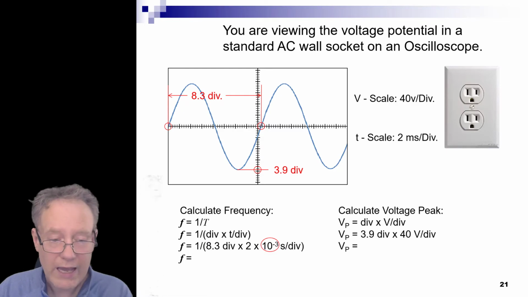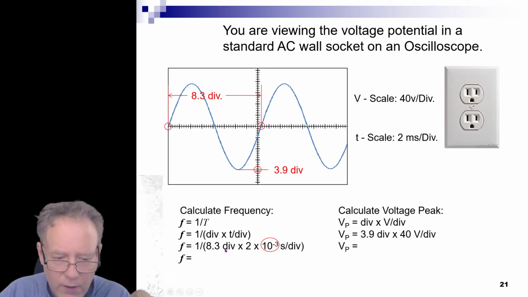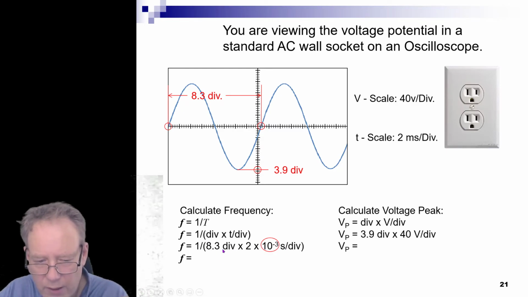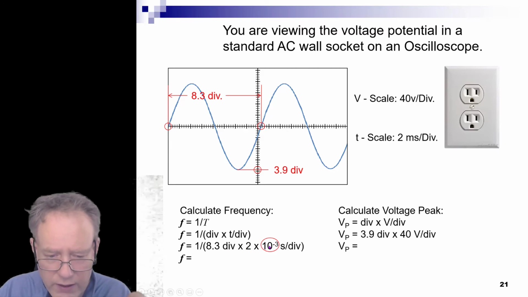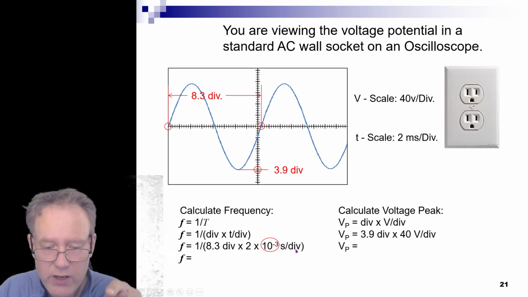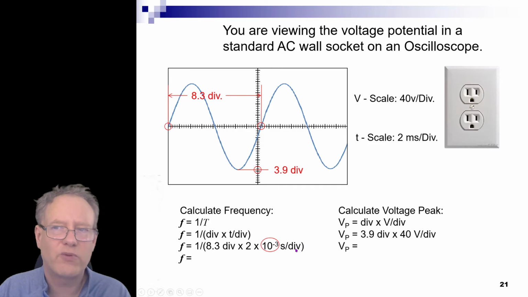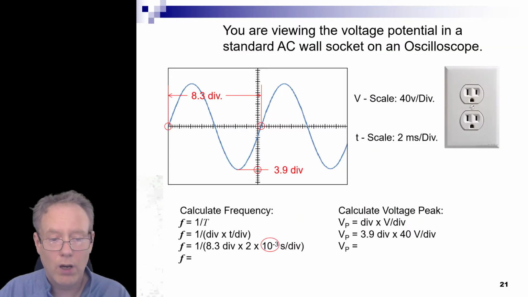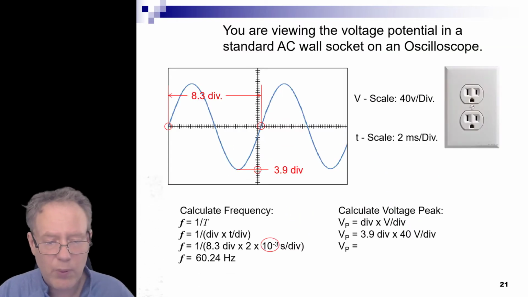Okay, good. So 8.3 divisions, that's like a unit. So I want you to put that in times 2 times 10 to the negative 3 seconds per division. If you do the math, you're just left with seconds. But 1 over seconds is hertz. So in this case, we got 60.24 hertz.